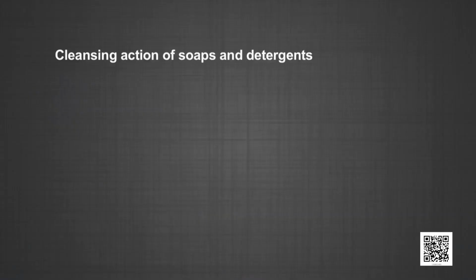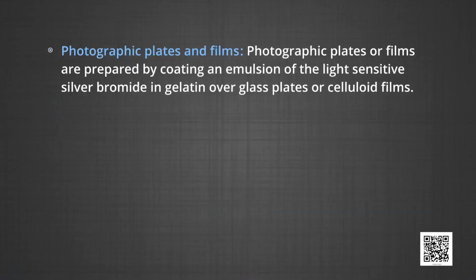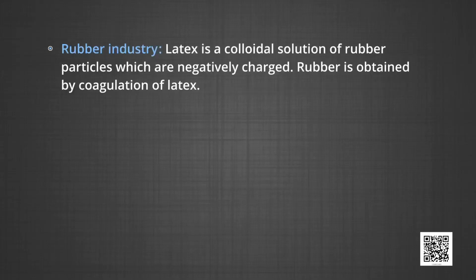Number 5. Cleansing action of soaps and detergents. This has already been described in module 3. Number 6. Photographic plates and films. Photographic plates or films are prepared by coating an emulsion of the light sensitive silver bromide in gelatin over glass plates or celluloid films.